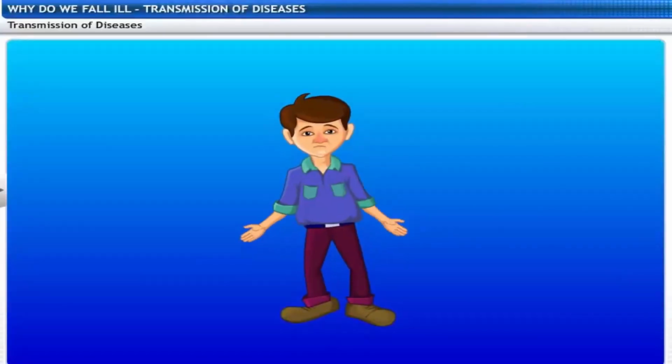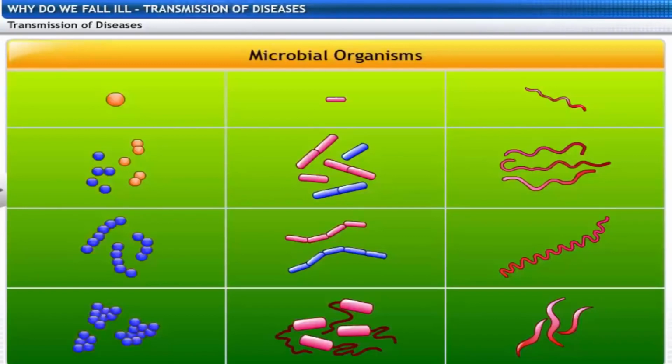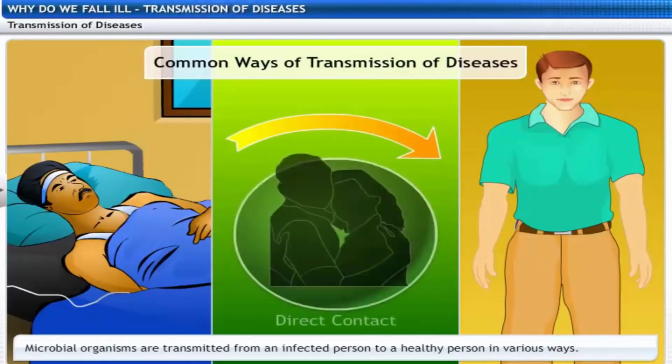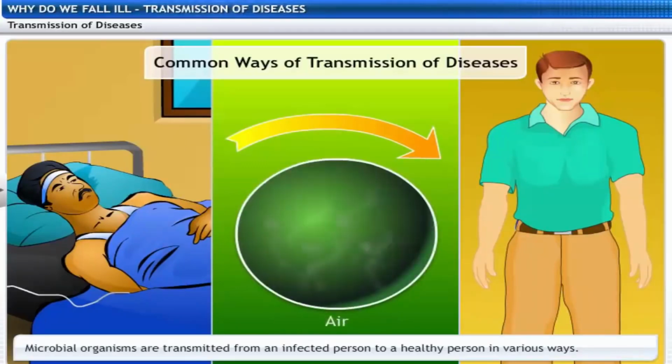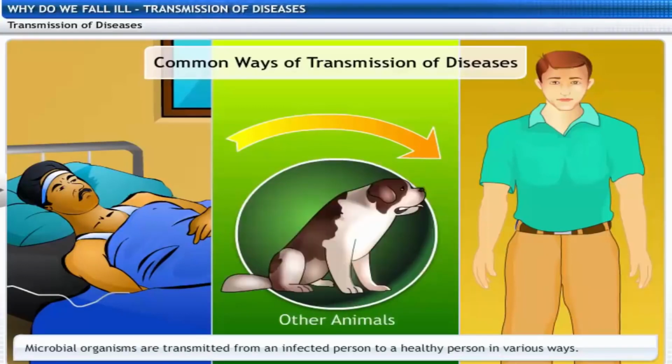Mom, how exactly do infectious diseases spread? Diseases spread through microbial organisms. Microbial organisms are transmitted from an infected person to a healthy person through direct contact, air, water, food, mosquitoes, and other animals.